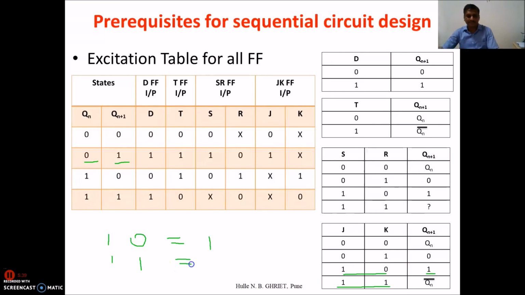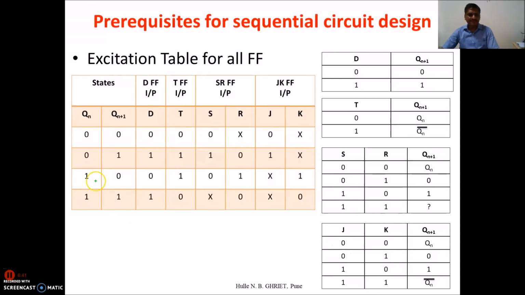In this case also the next state will be 1, and that's why 1 don't care is the condition of the excitation, or input, applied to the JK flip-flop.